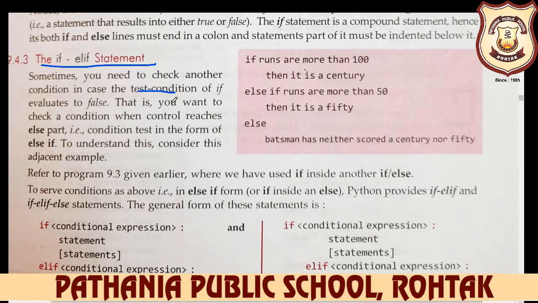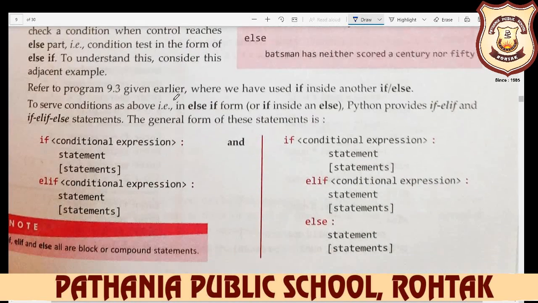For example, if we have multiple choices: if the plus operator is there, then do the addition. If the minus operator is there, then do the subtraction. If multiplication is there, then do the multiplication. So when we have a single program with multiple conditions, then we use the if elif statement. To understand this, we learn one example here.